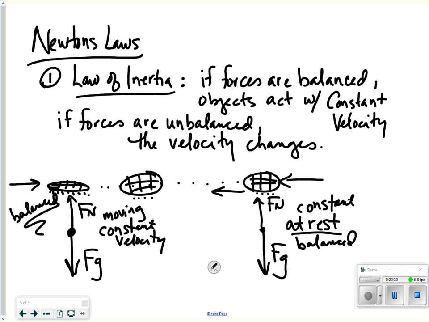It's at rest. And anytime we have forces that are balanced, now I could have 2 arrows or I could have 4 arrows, whatever, but as long as it's balanced, we have a constant velocity. And that's what Newton said as well. He said if forces are balanced, they're going to act with a constant velocity, but when forces are unbalanced, the velocity changes. So consider this.